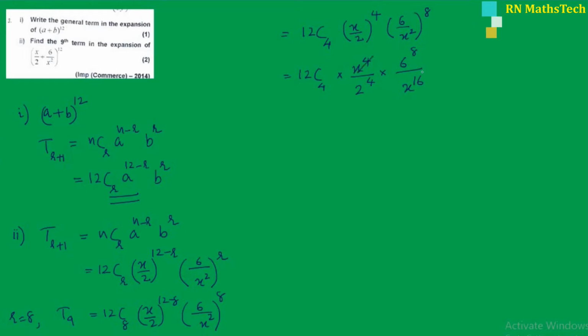x^4 and x^16 cancel, so the denominator is x^12. Which is equal to 12C4 into 6^8, which is 2^8 into 3^8, by 2^4 into x^12. So 2^4 cancels, and it is equal to 12C4 into 2^4 into 3^8 divided by x^12. So that is the 9th term.